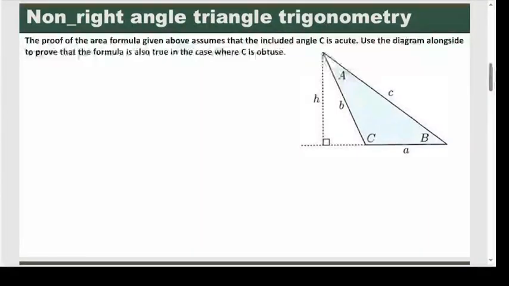Here it says, to prove the area formula given above, assume that the included angle C is acute. Use the diagram alongside to prove that the formula is also true in the case where C is obtuse.